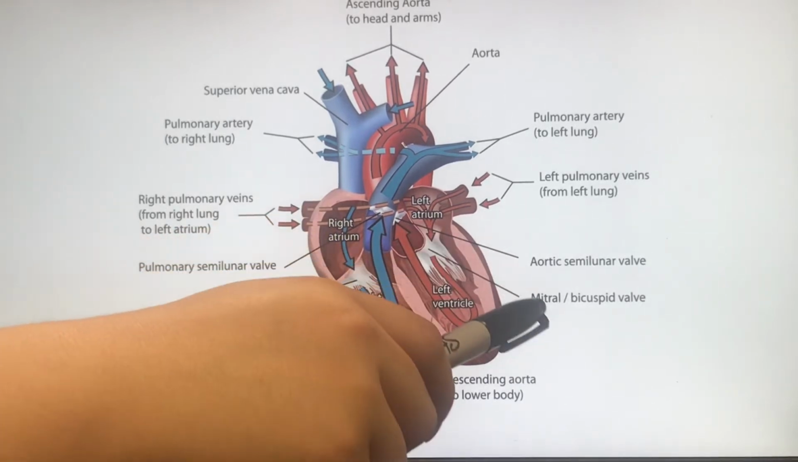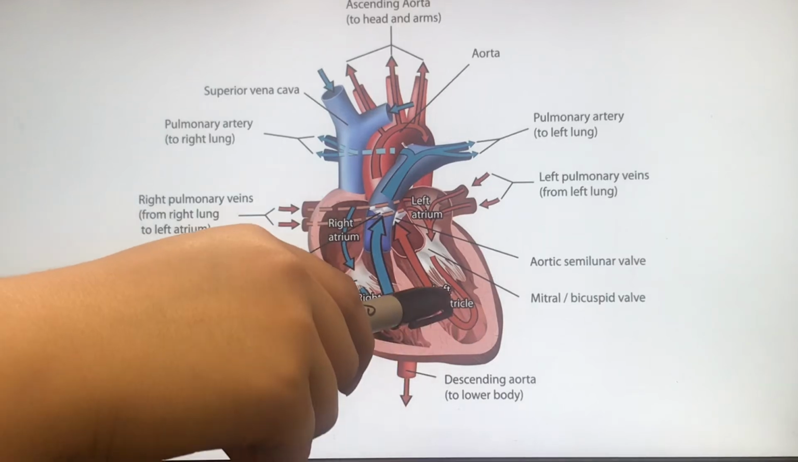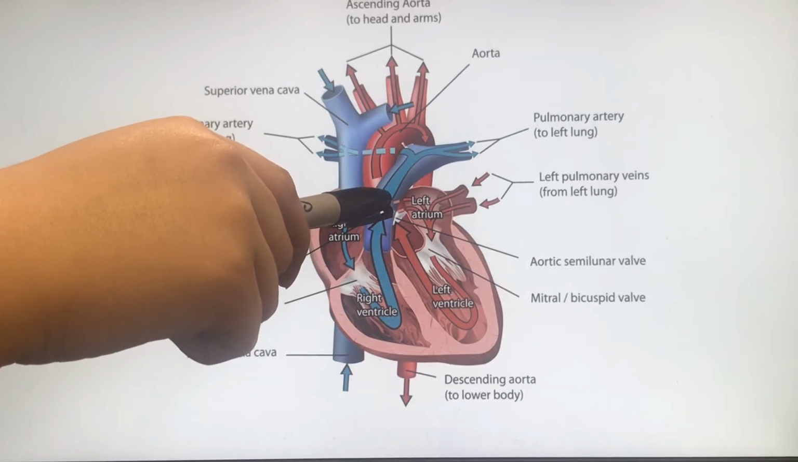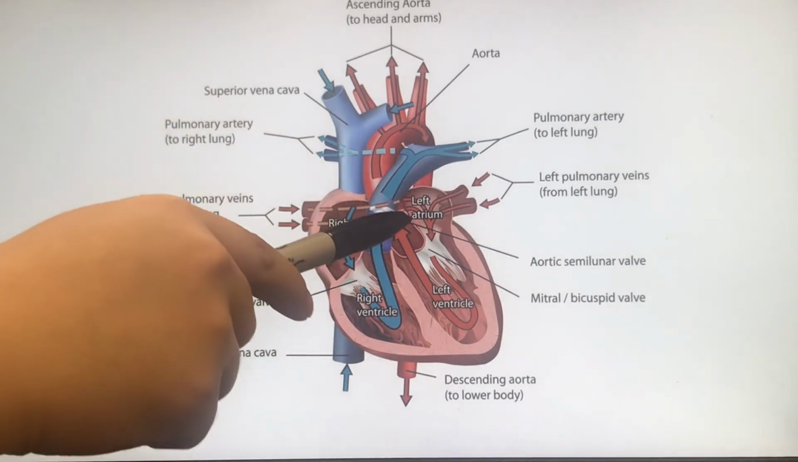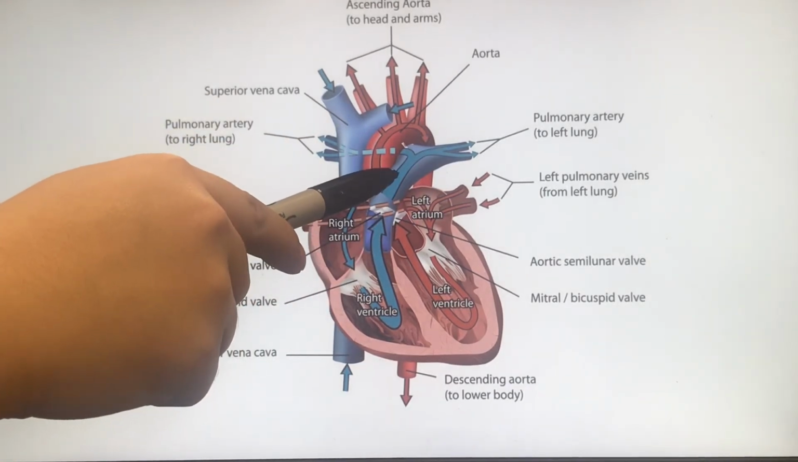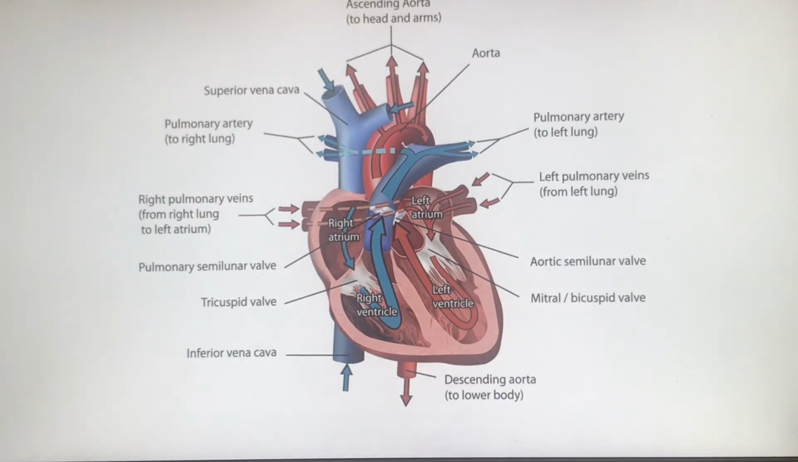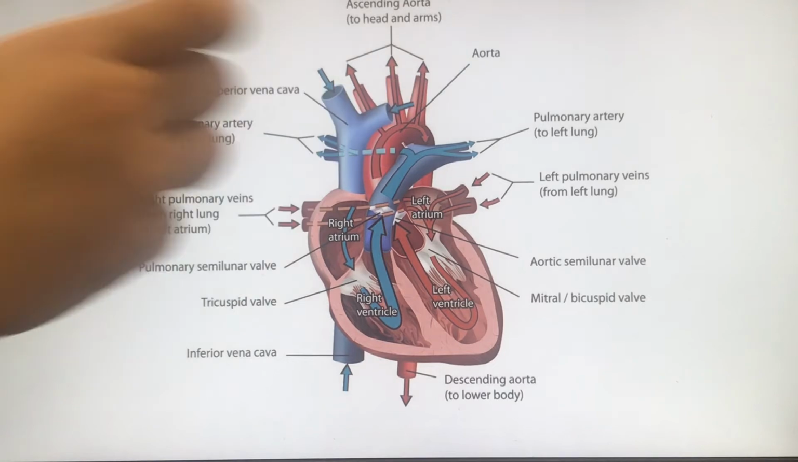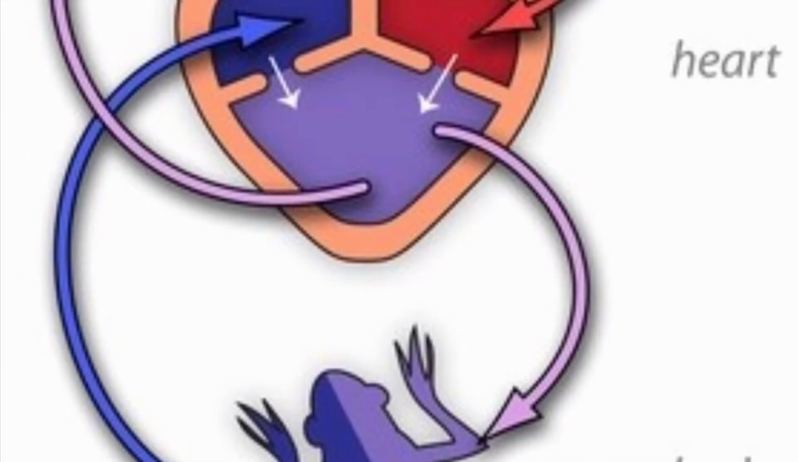Flows through the mitral valve into the left ventricle. Contractions from the left ventricle force the aortic semilunar valve to open. Blood flows through the aortic valve into the ascending aorta. Blood in the aorta is distributed to every organ in the body, where it unloads oxygen and loads carbon dioxide.